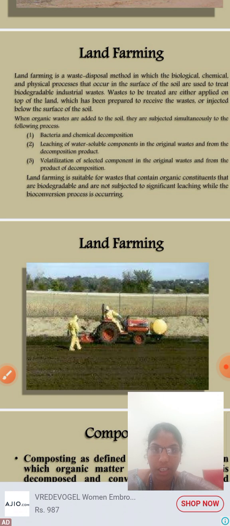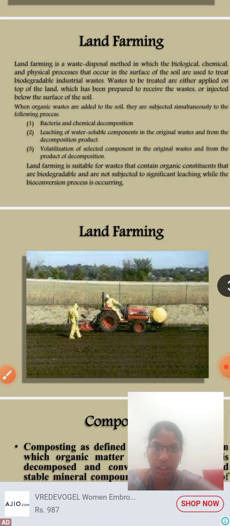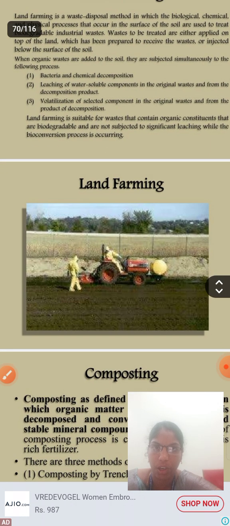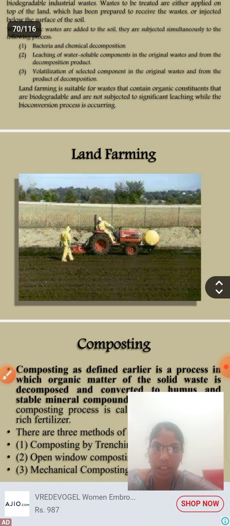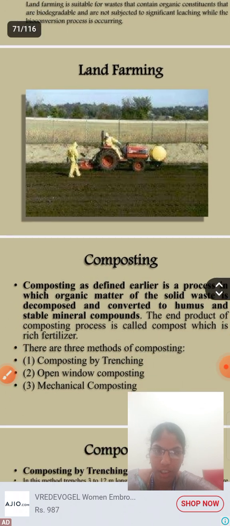Bacterial and chemical decomposition will occur in land farming. Leaching of water-soluble components and volatilization of selected components occur, while the other organic constituents, being biodegradable, are not suitable for significant leaching. The bioconversion process is occurring.